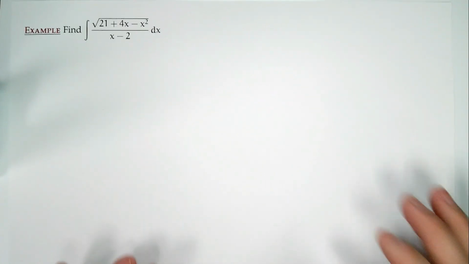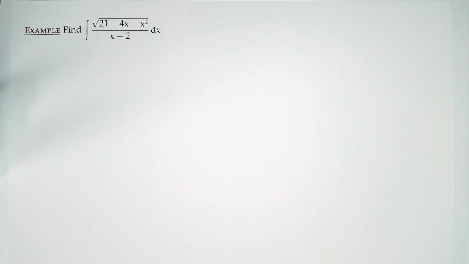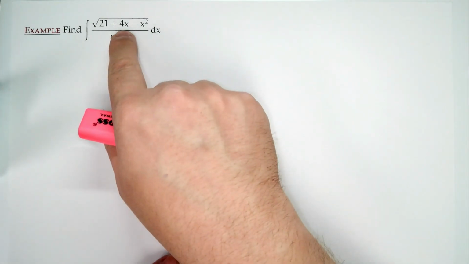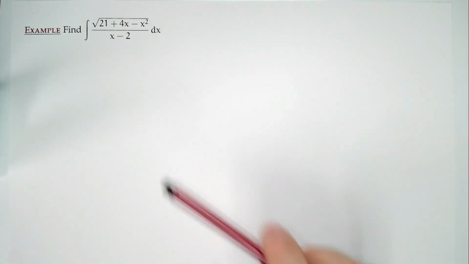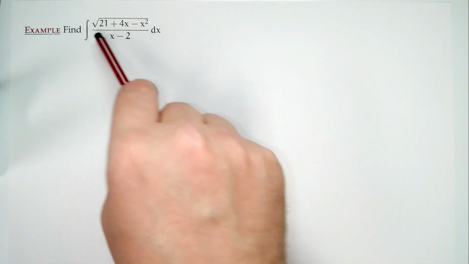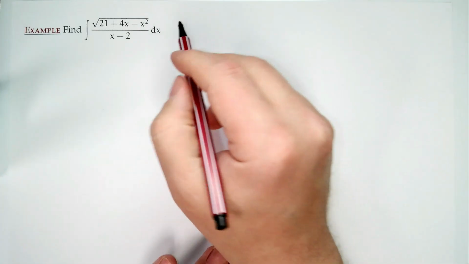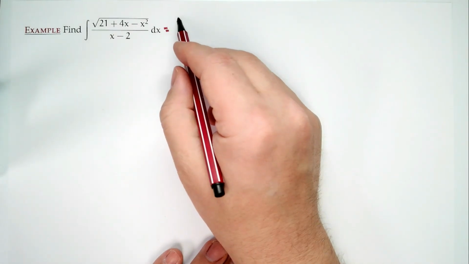Okay, let's try another problem. This will have a little bit of similarity to what we just did. Find the integral of the square root of 21 plus 4x minus x squared, divided by x minus 2. So we're back to our square root. That's good. We like that. Something we're more comfortable with, at least when we're thinking about doing our trig substitution. And now we have sort of the same situation going on. We need to complete the square. So let's think about how we can rewrite this.